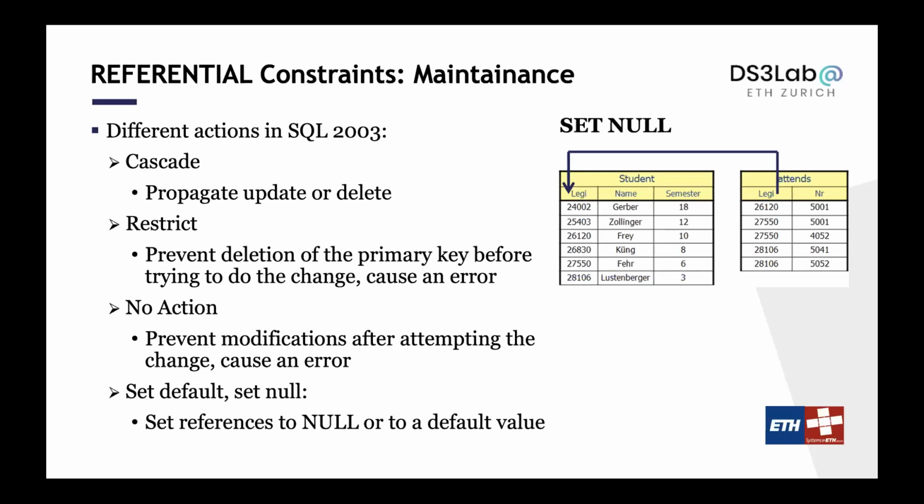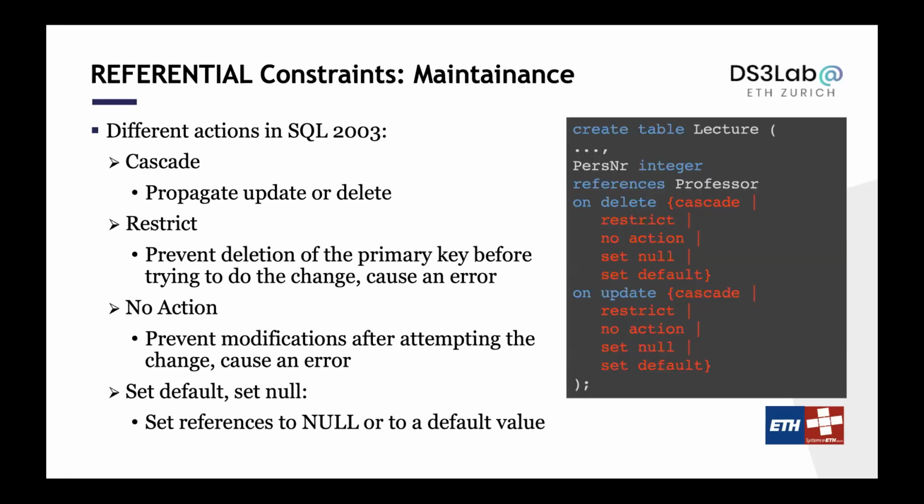And then if you do set null, what's going to happen is if I remove the student, the database is going to set this value to null, this value to null, such that the foreign key constraint is still okay. So these are the 4 different behaviors that the database can do for automatic maintenance when you have a foreign key constraint.